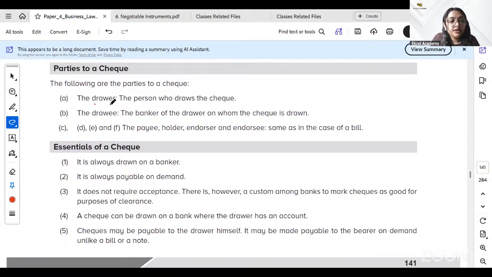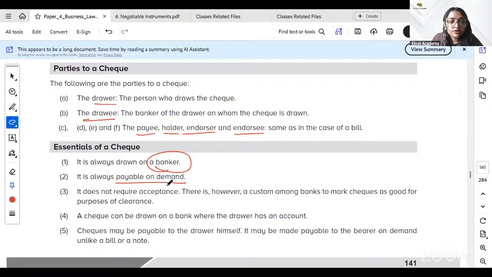Next, your parties to the check. We have your three parties: drawer being the person, drawee being the bank, payee being the person to whom it has to be paid. Holder is the one who is holding; mostly these both are the same. Endorser is the person who has endorsed it, and endorsee is the person in whose name it has been endorsed to.